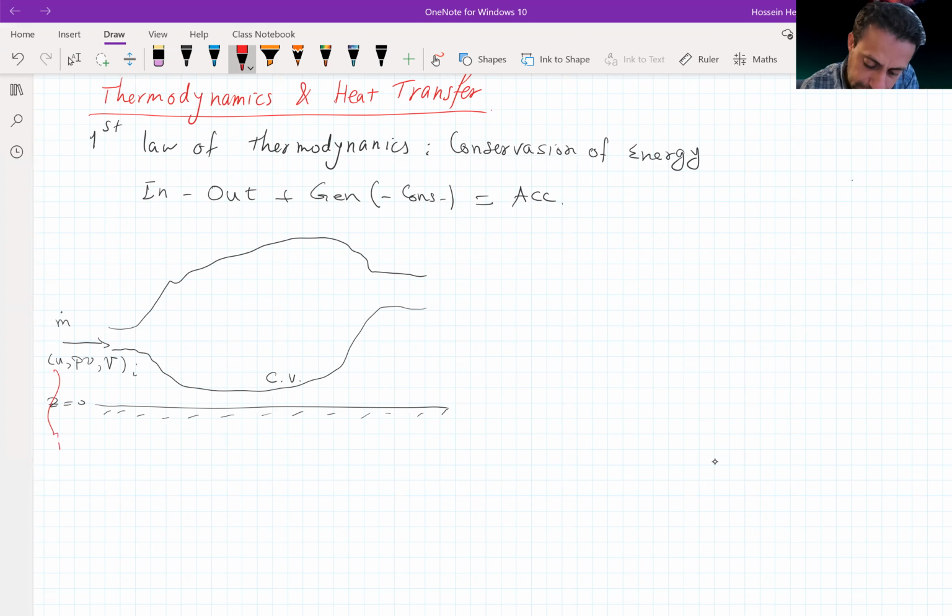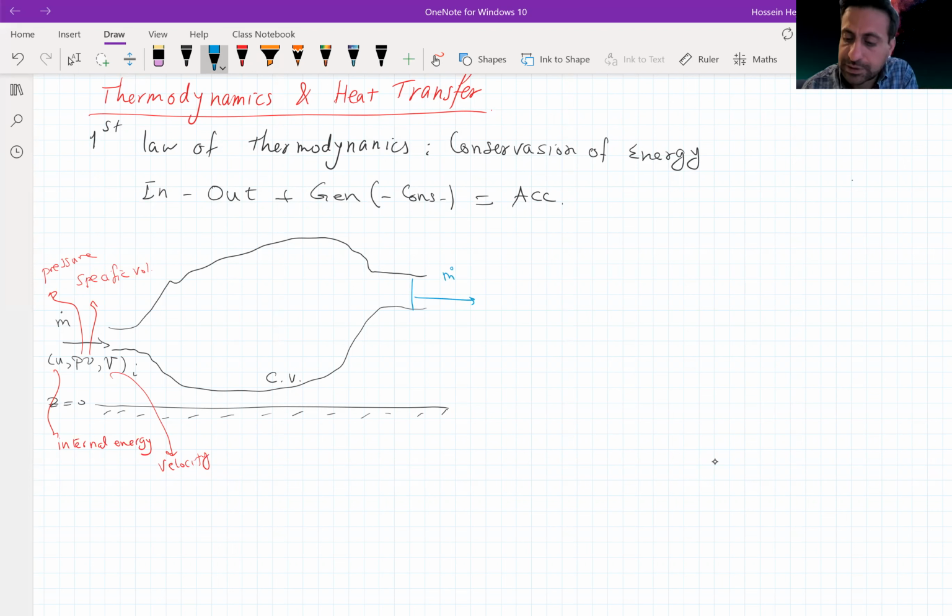What's the u? u is internal energy. P is pressure, small v is specific volume, and capital V is velocity. The same thing we can have for the outlet. I'm just going to put it in a different color: some mass taking energy out of the system with the internal energy, pressure, specific volume, and certain velocity at the outlet.